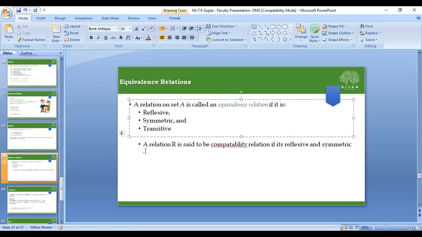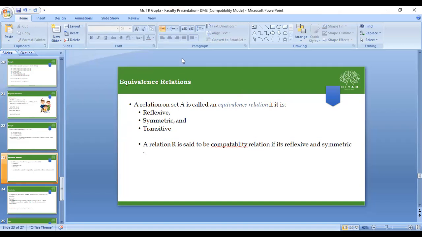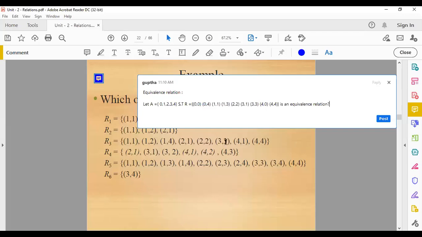Okay, then we'll take one example. They're asking a question. Let A equal to {0,1,2,3,4}. Show that R equal to {(0,0), (0,4), (1,1), (1,3), (2,2), (3,1), (3,3), (4,0), (4,4)} is an equivalence relation or not? They're asking this question now.